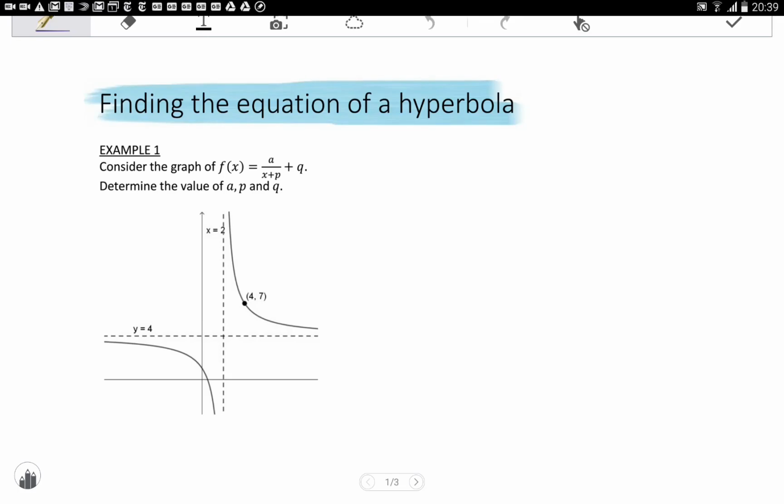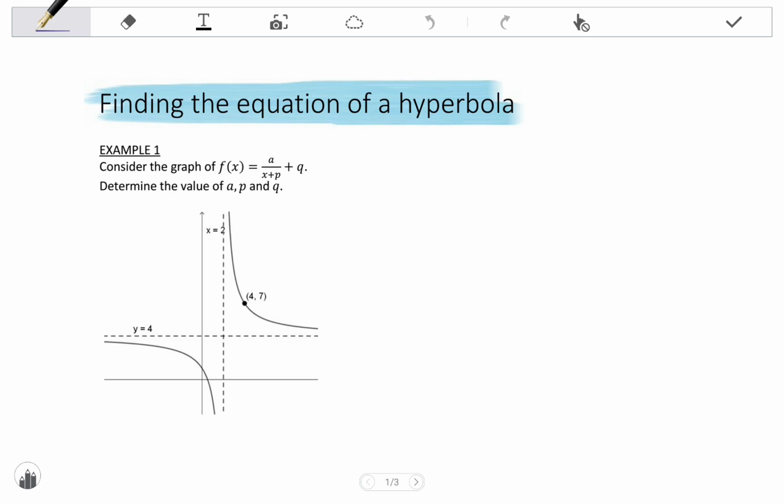In this video, I'm going to work through 3 examples of finding the equation of a hyperbola. Now, the examples differ in the information that is given. So look carefully at what information is given in a graph and how I use that to find the equation.